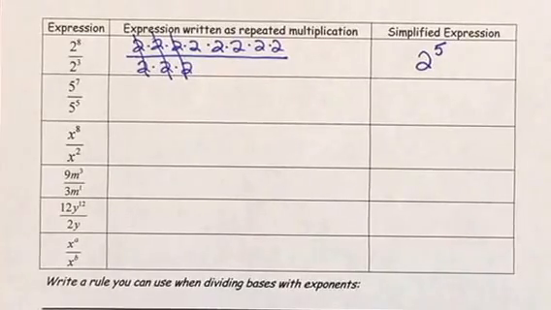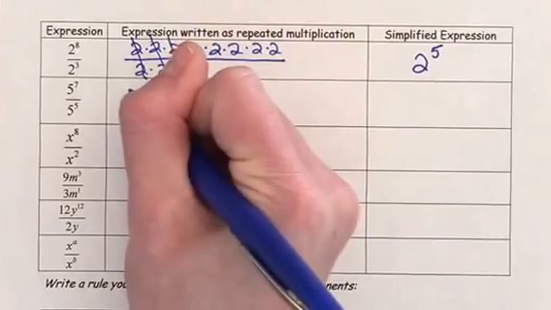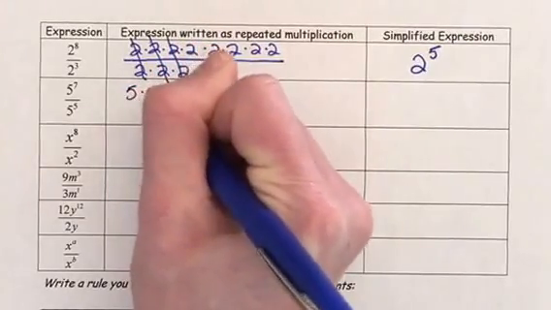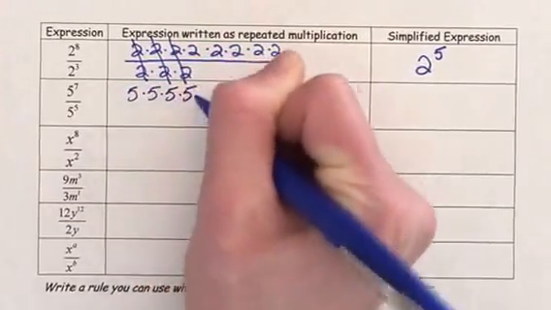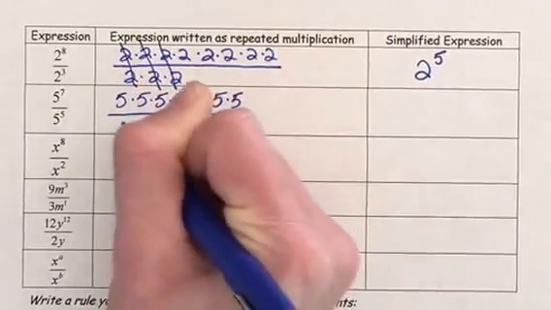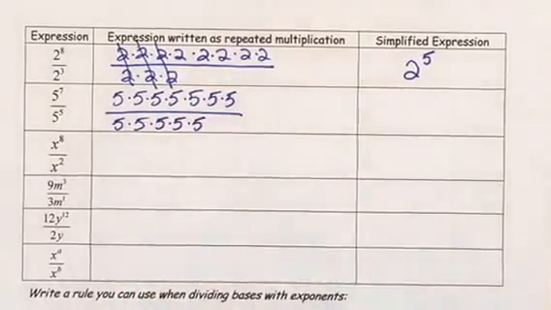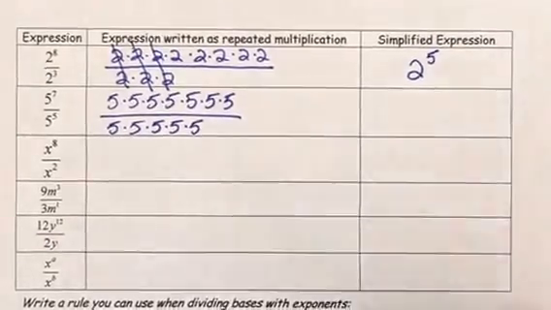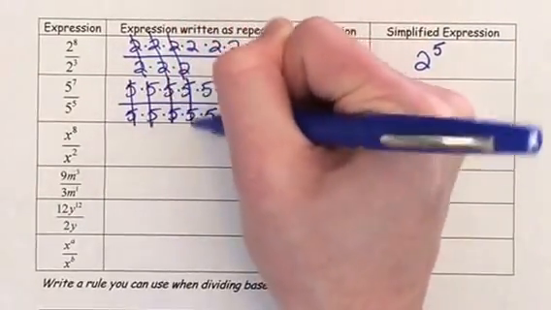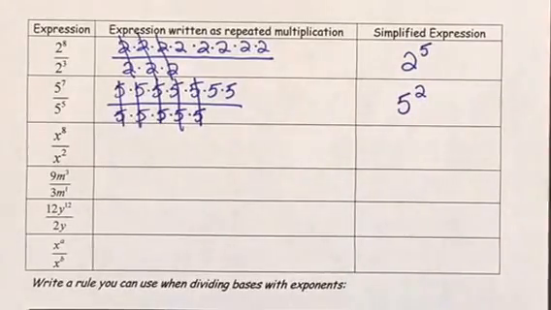Why don't you try the next two? Go ahead, pause the video, try the next 2 rows, and then come back when you're ready to continue. So once you've done it, you should end up with 5 times 5 times 5 times 5, 3 more 5's, all over 5 5's. And again, we can cancel things out that are equivalent to 1. So 5 over 5 goes away, and we are left with 5 to the 2nd power, or 5 squared.